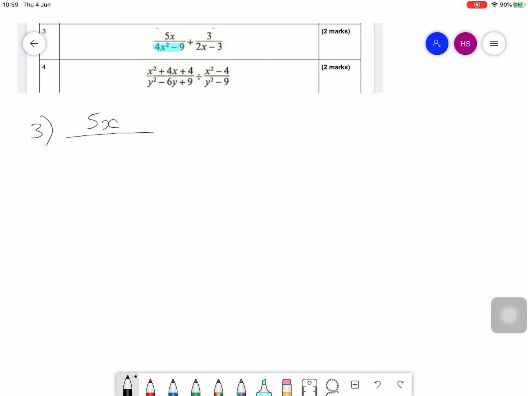So that 4x squared minus 9 does factorise to 2x plus 3, 2x minus 3. Difference of two squares comes up a lot in various types of questions, so it's really important you recognise that. The second fraction just doesn't factorise at all, so we'll leave that as it is.